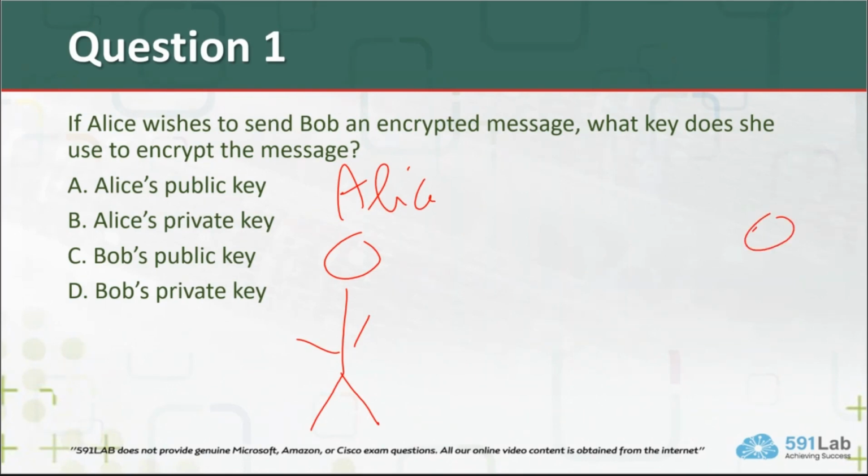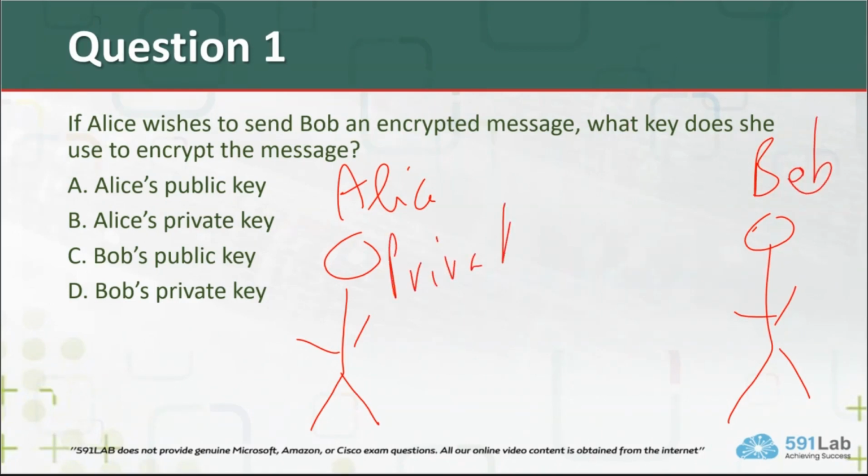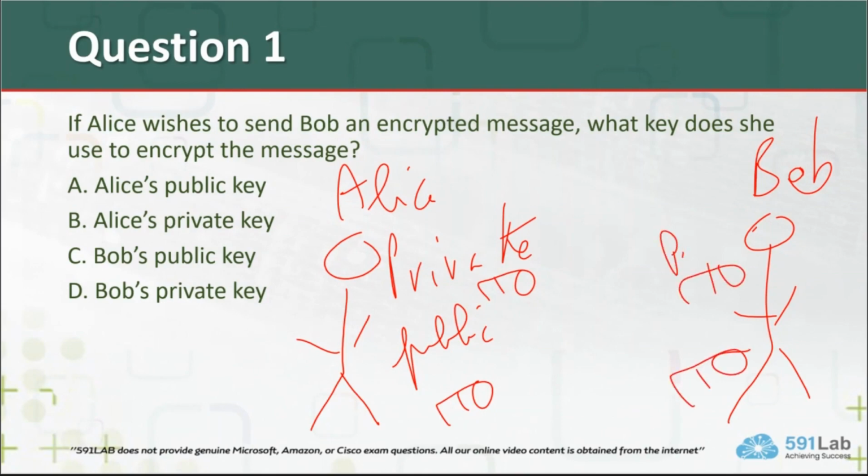So this is Alice, and this is Bob. Everyone has a private key and a public key as well, private and public. So if Alice wants to encrypt the message so that only Bob would be able to decrypt it, this is, of course, using asymmetric encryption with the key pairs, as you can see here.